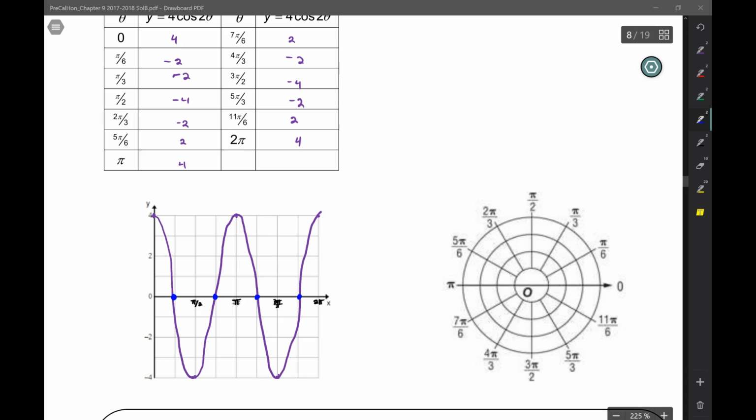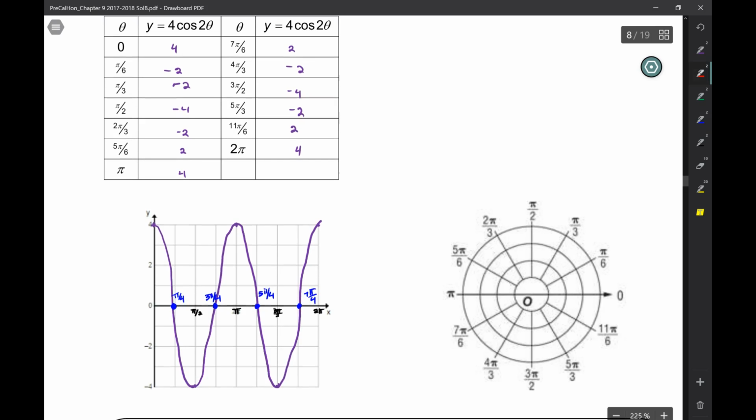Not value, I'm sorry, what angle? Pi over 2, pi over 4, 3 pi over 4, right? And then 5 pi over 4, 7 pi over 4. Okay? I want to put those in as well.